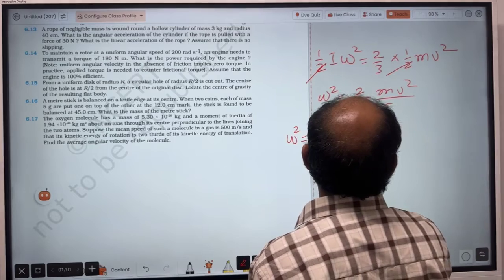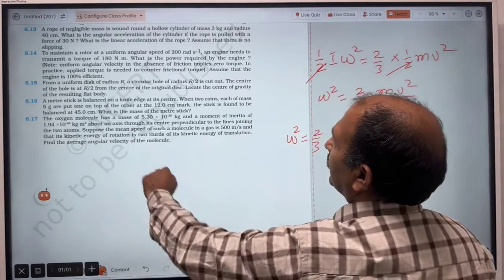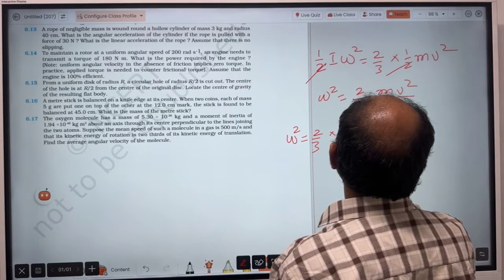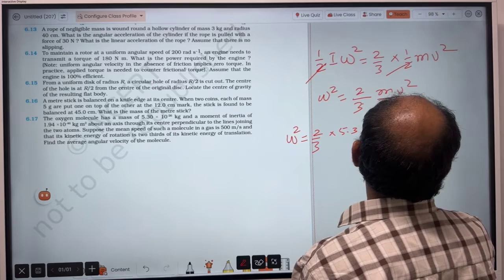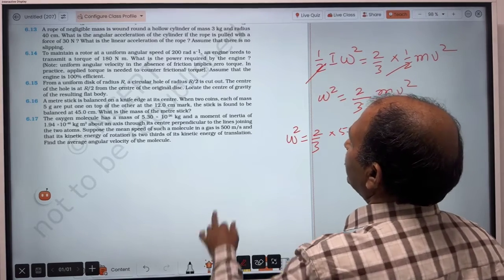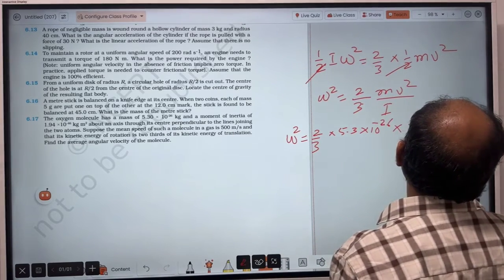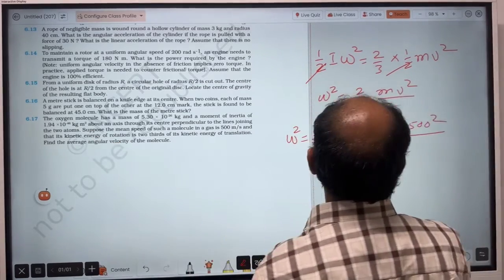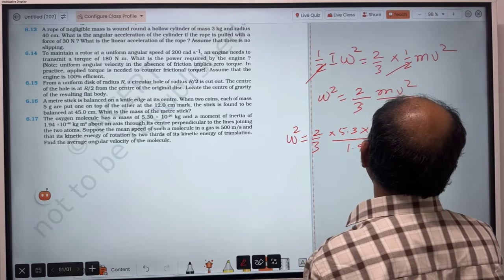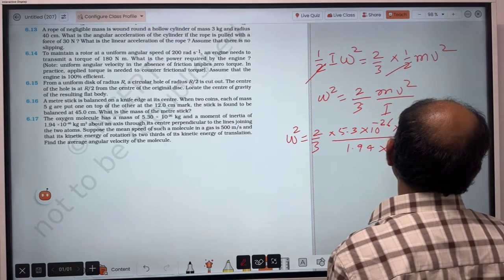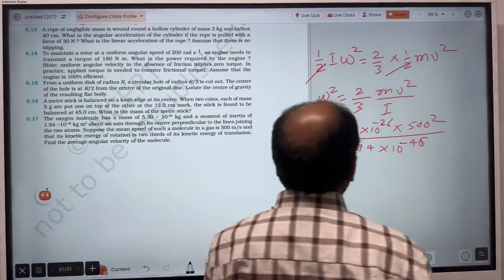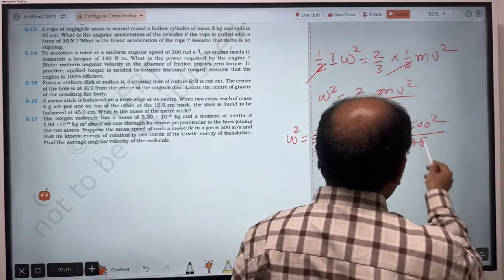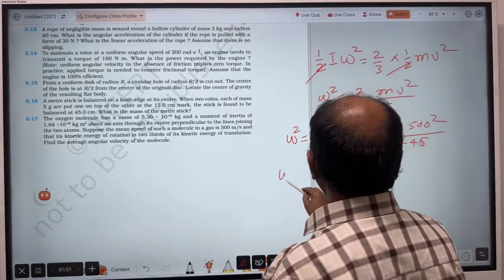Omega square equal to 2 upon 3 m. M is given in our question, 5.3 into 10 to the power minus 26, into velocity is given as 500, so 500 square, divided by I. I is given 1.94 into 10 to the power minus 46. Up to here there is no problem. I am just simplifying some steps and the rest of the steps you have to do.